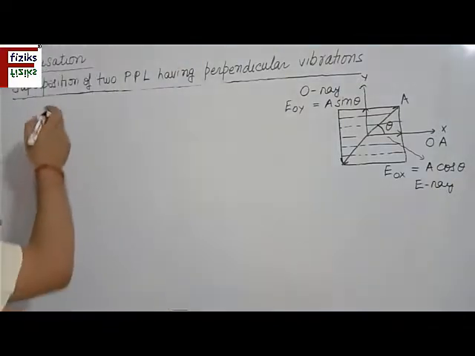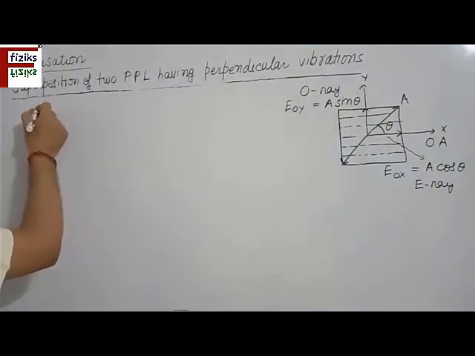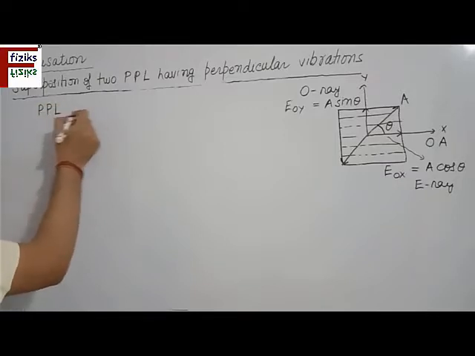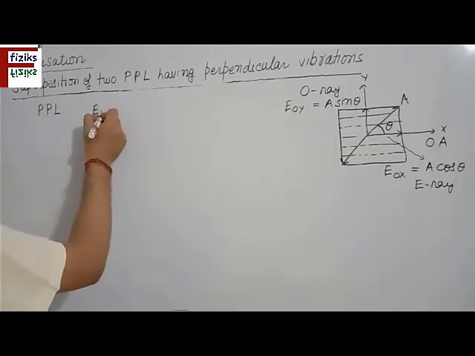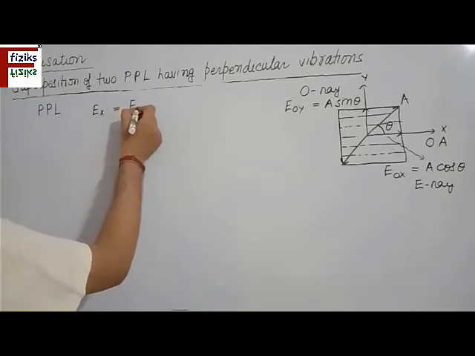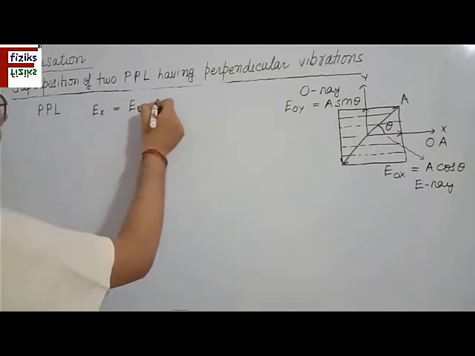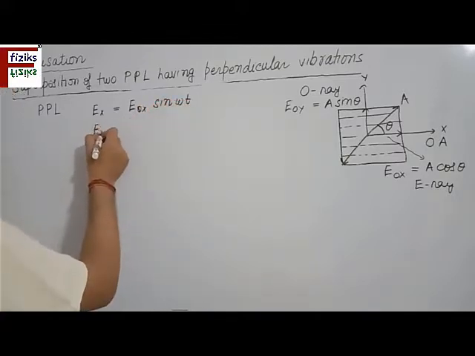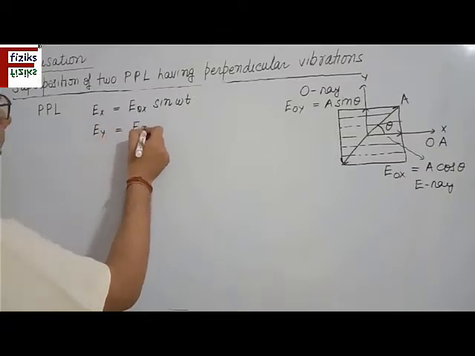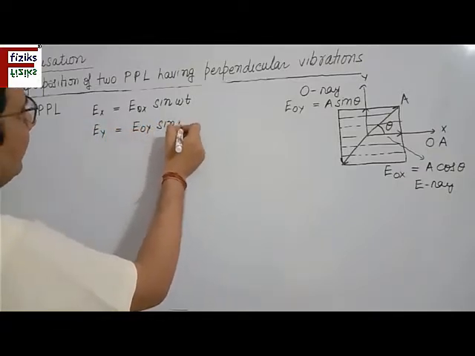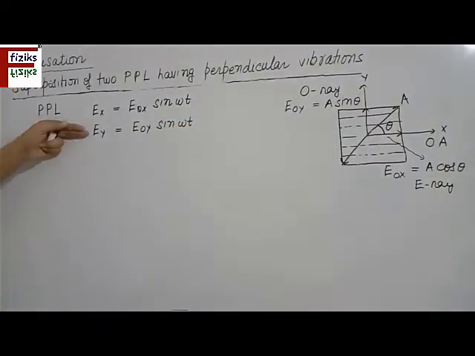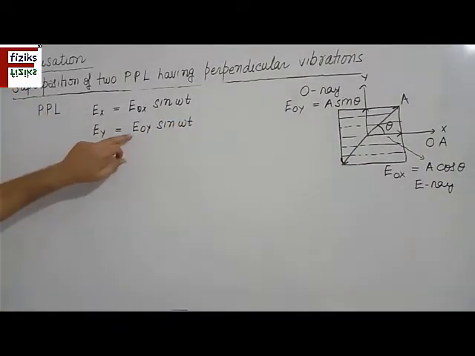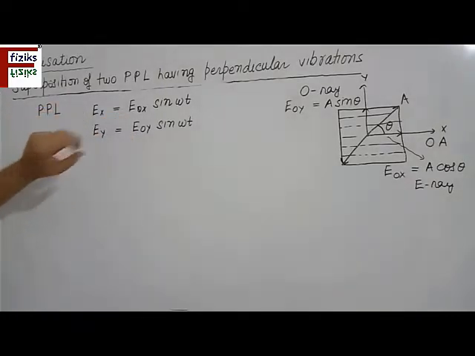So if the incident PPL light is written as Ex is equal to E naught x sin omega t, and Ey component is E naught y sin omega t. This is the incident plane polarized light. If you divide Ey by Ex, then this will simply provide me E naught y by E naught x, which is a linear equation in Ex and Ey. So this is a linearly polarized light, plane polarized light.